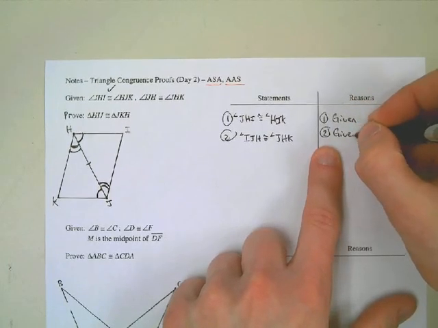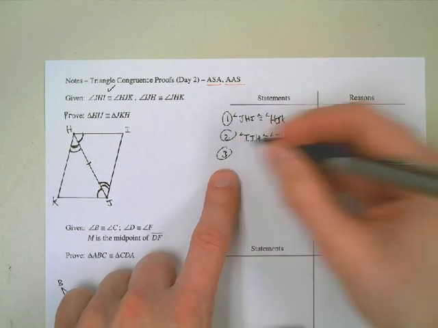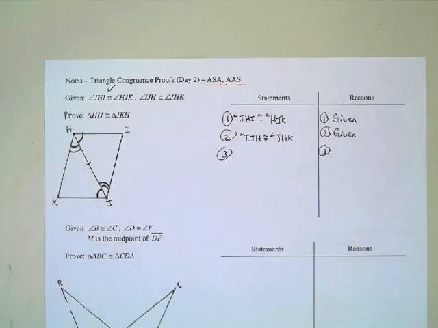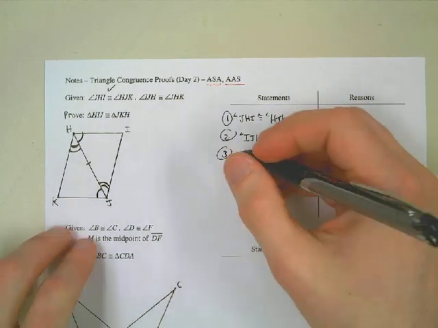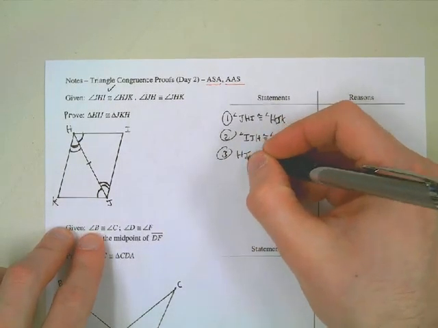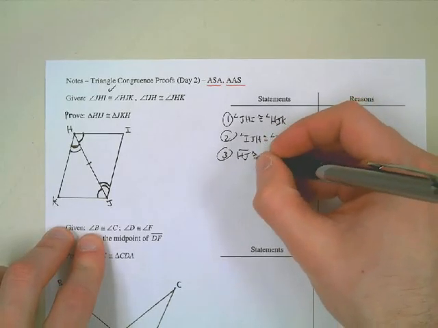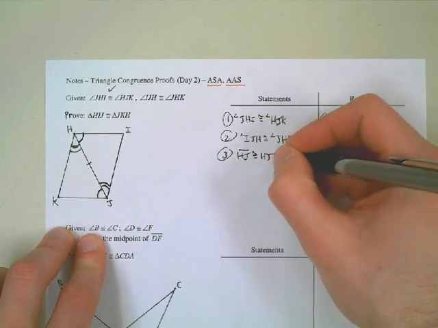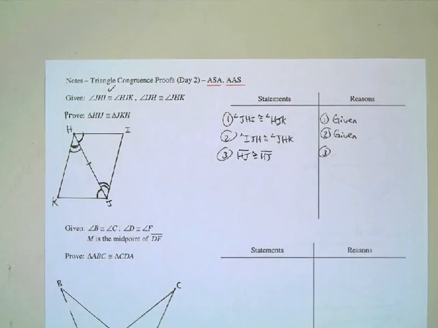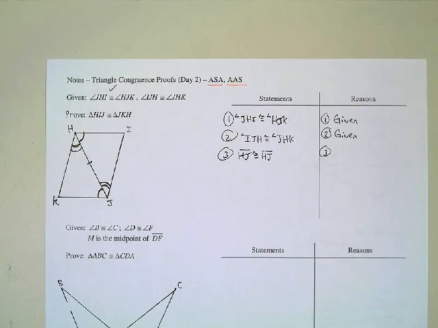And then step 3. This is what Eli pointed out, right? We'll say that segment HJ is congruent to segment HJ. Just like so. And the reason for that is what, Colin? What's the reason for that?